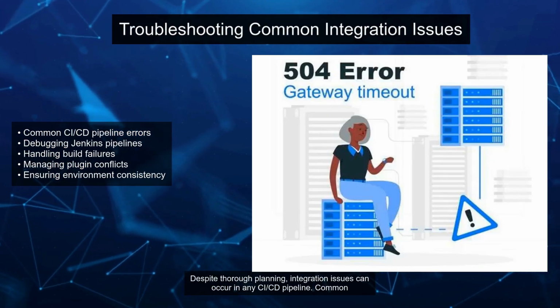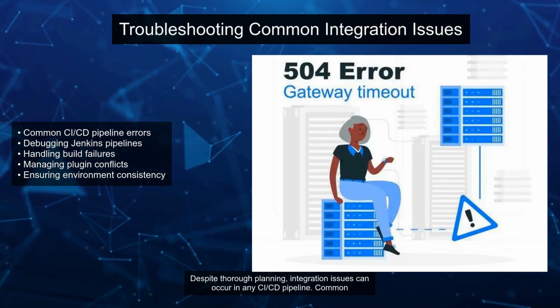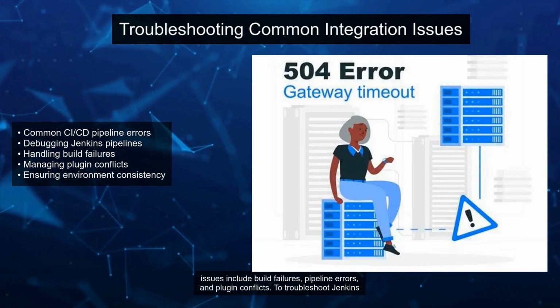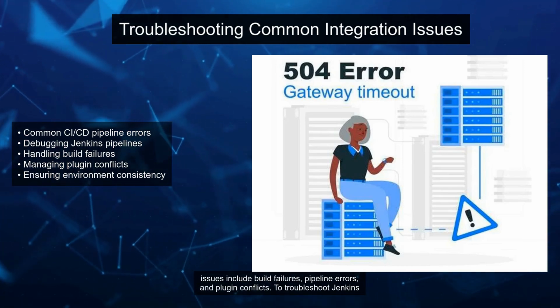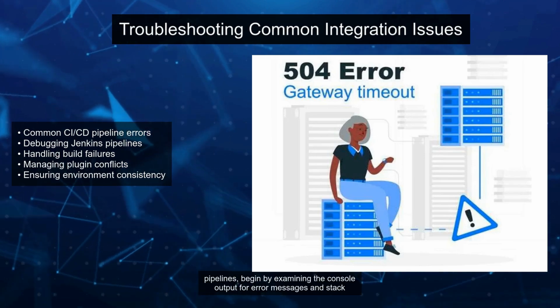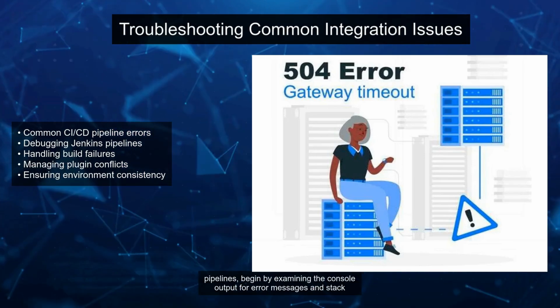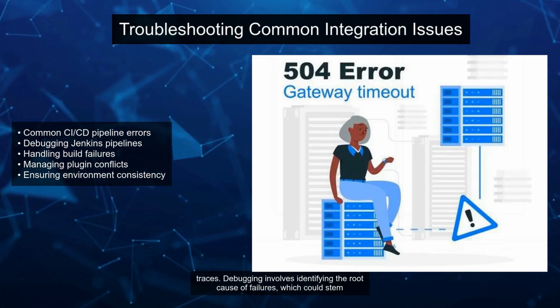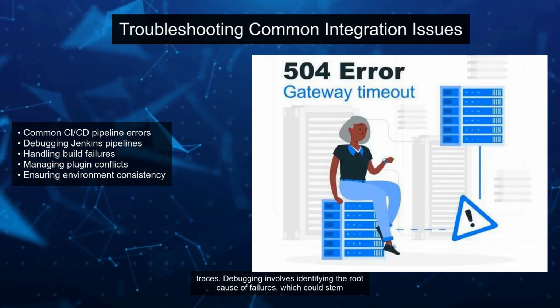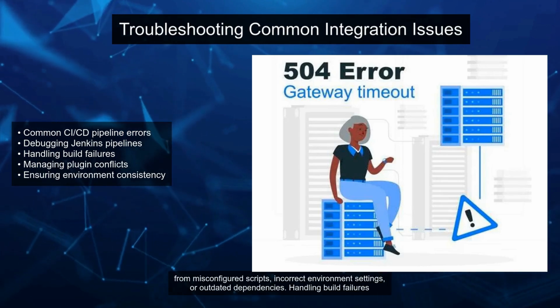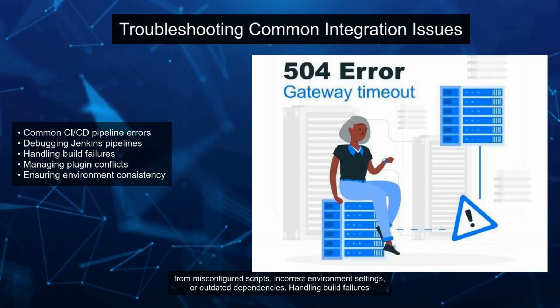Despite thorough planning, integration issues can occur in any CI/CD pipeline. Common issues include build failures, pipeline errors, and plugin conflicts. To troubleshoot Jenkins pipelines, begin by examining the console output for error messages and stack traces. Debugging involves identifying the root cause of failures, which could stem from misconfigured scripts, incorrect environment settings, or outdated dependencies.